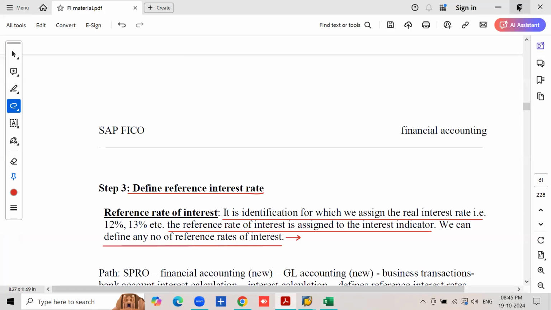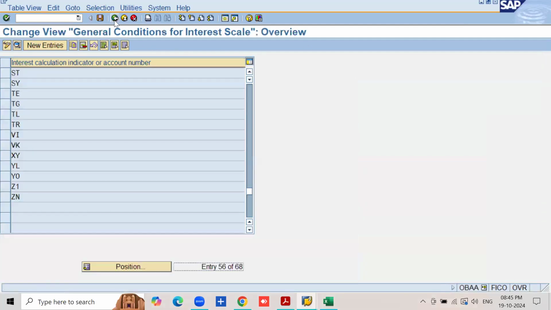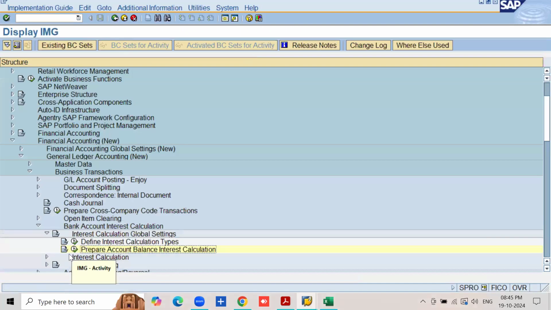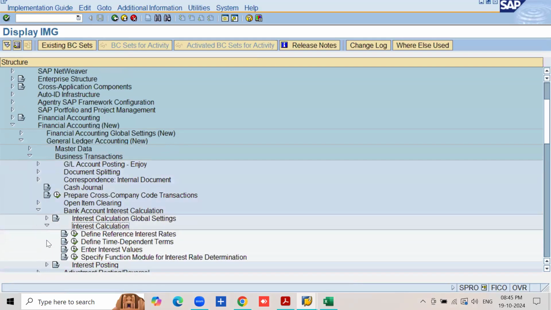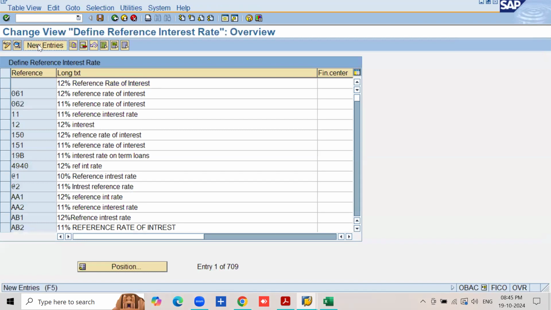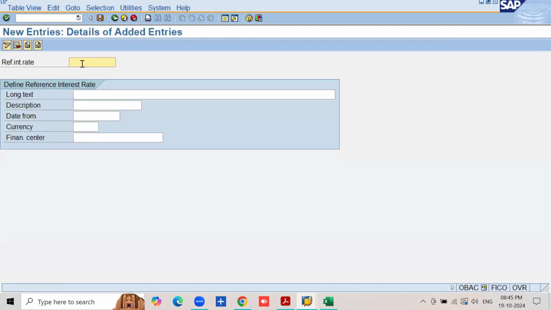Path is same as before. See, up to interest calculation global settings, path is same. After that, interest calculation, define reference interest rates. Click on new entries. Reference rate of interest is equal to ST1, just like that. Long text is equal to 12%.